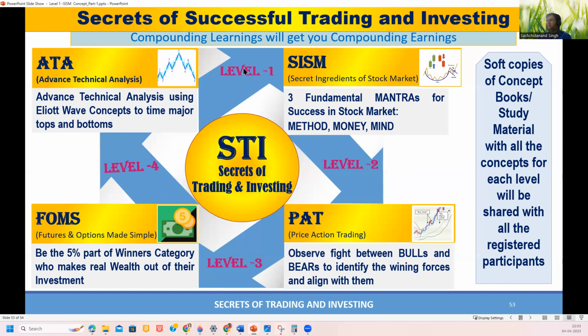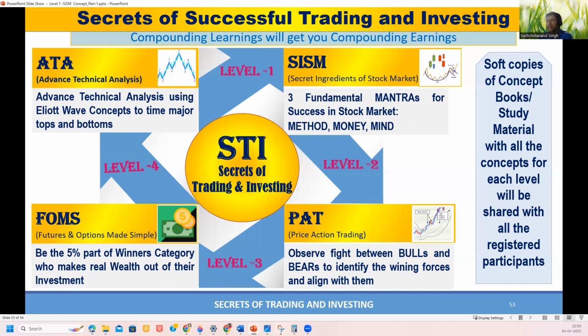So we are at level 1 here, and within level 1 we have just touched unit 1 and unit 2. There are 3 more units in level 1, and after that we should be able to start taking trades.